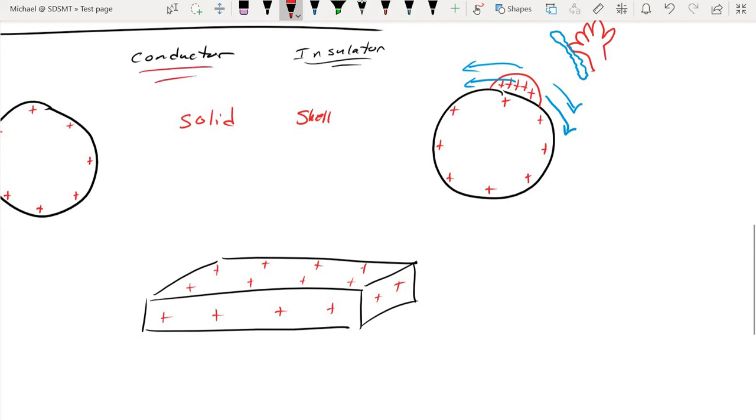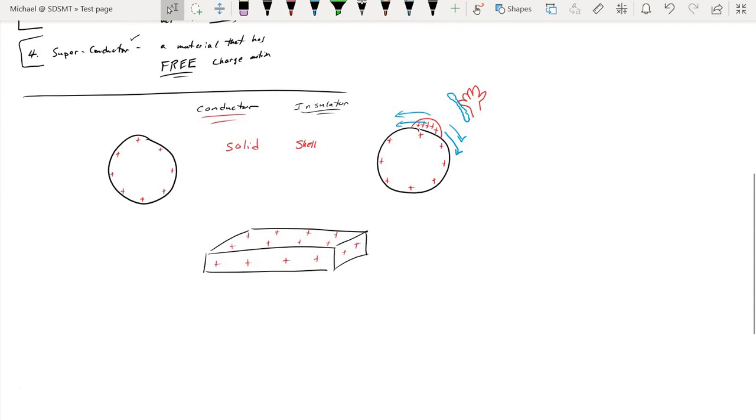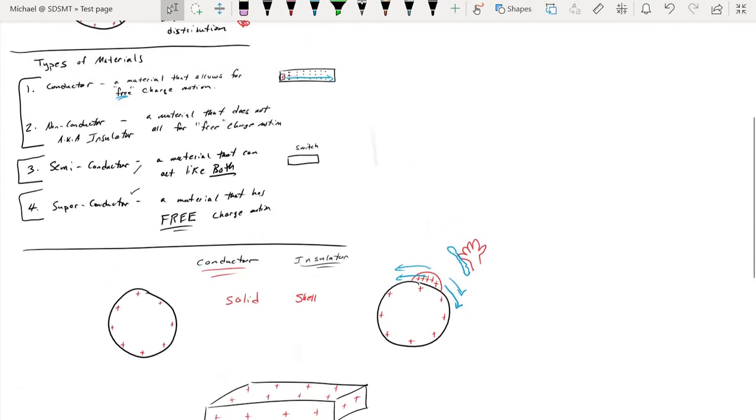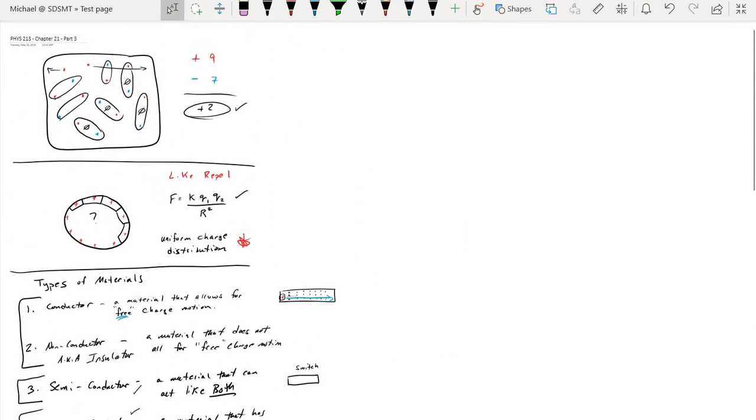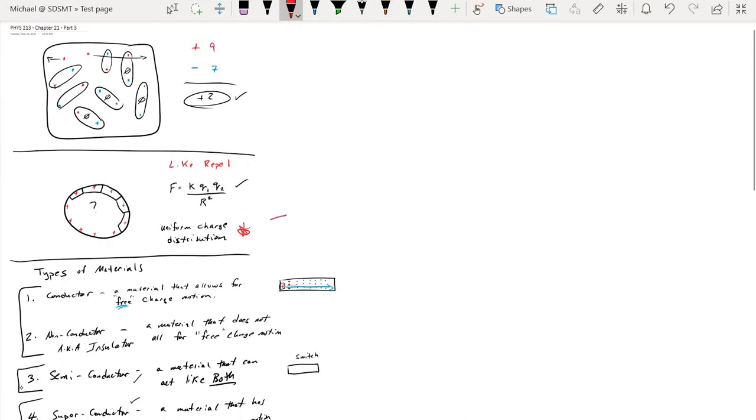So the great thing about having these conducting materials is that the charge will effectively take care of itself. The charge will continue pushing on all of the other charges around it until it has reached this uniform distribution. And it is that uniform charge distribution that is going to make our lives so much better when it comes to the math that we're going to do.